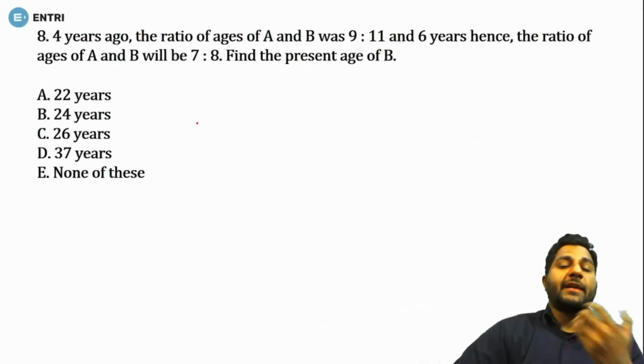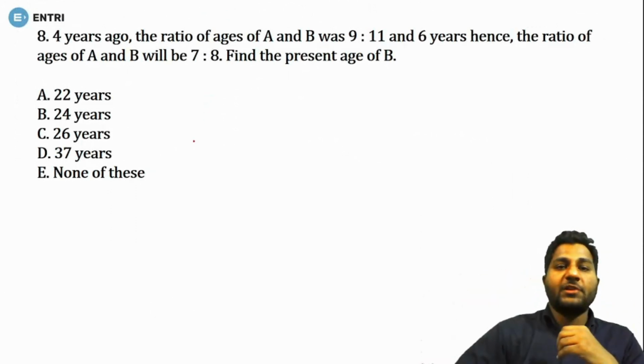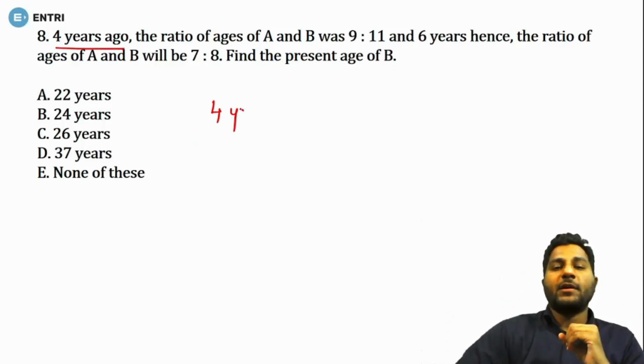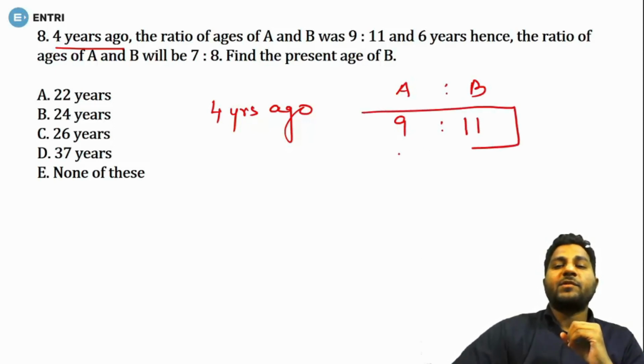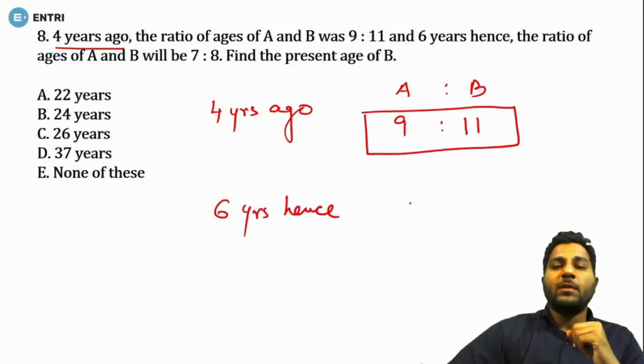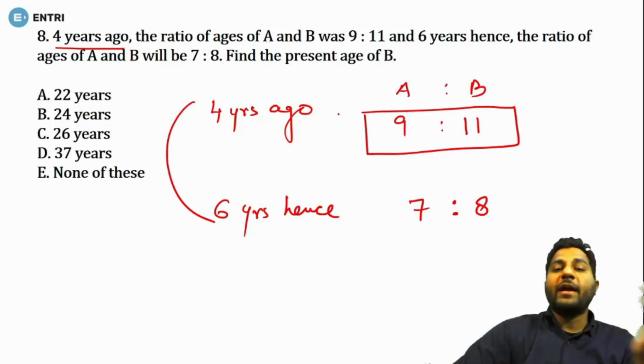Alright, let's look at the next question, and the next question is on ratio pattern. So let's solve it in the ratio way. 4 years ago, the ratio of ages of A and B is in terms of 9 and 11. So it is 4 years ago. 6 years hence, the ratio of ages of A and B will be 7:8. So the whole gap between 4 years ago and 6 years hence will be 10 years.